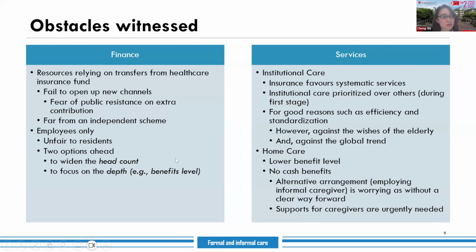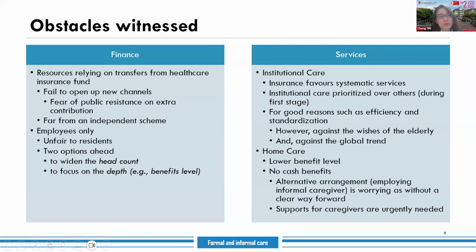And also most regions focus more on the employees because they are quite connected with the healthcare insurance for employees. From that perspective, it's quite unfair for the residents. So we can consider two options ahead. One is to widen the head count, so we can make it wider to cover more residents. On the other hand, we could consider focusing on the depth, which means we can improve the benefit level.